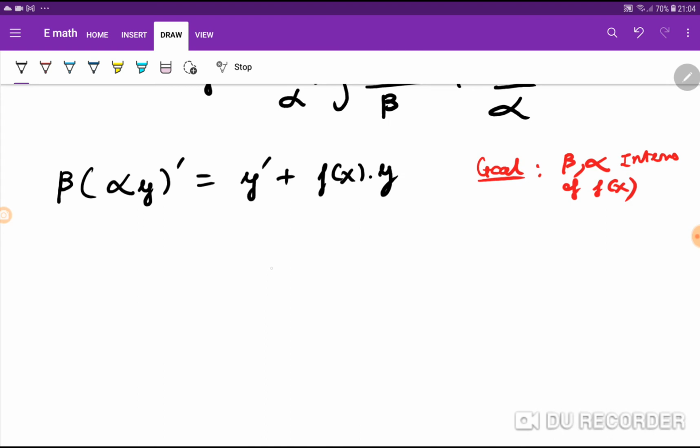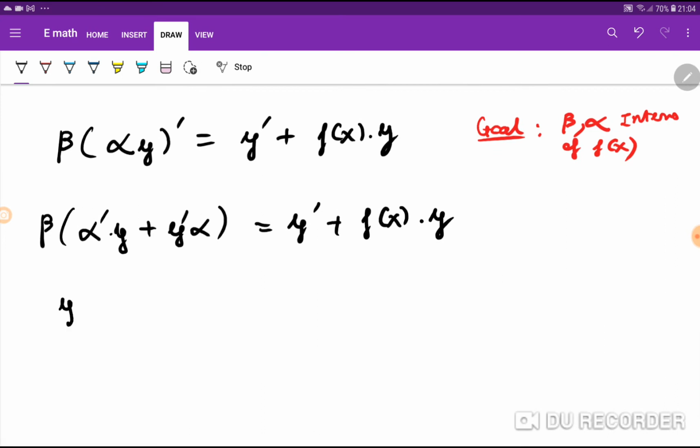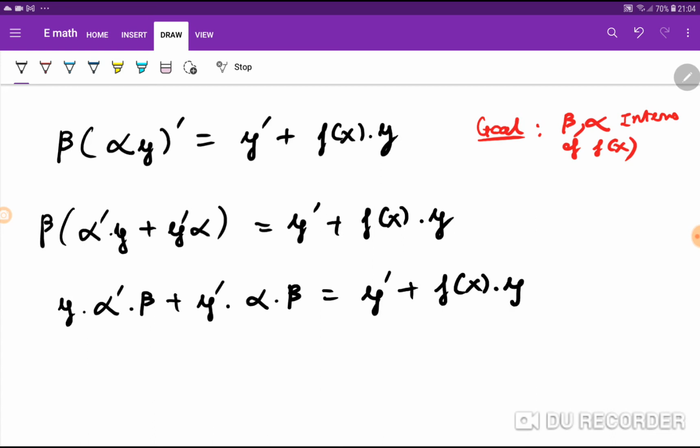So let's work this out. For the left hand side we have beta, remember the chain rule, alpha prime plus y times y prime times alpha equal y prime plus f(x) times y. So you have y times alpha prime times beta plus y prime times alpha times beta equal y prime plus f(x) times y, and I call this equation 2.